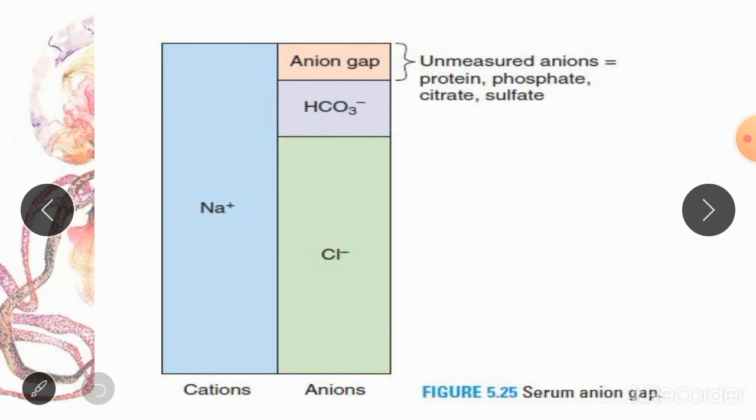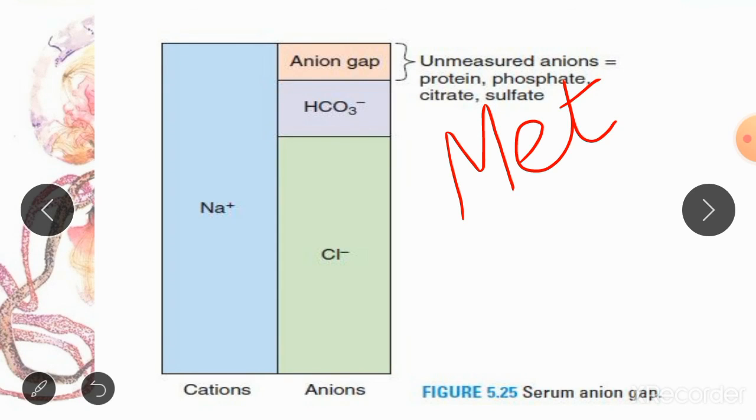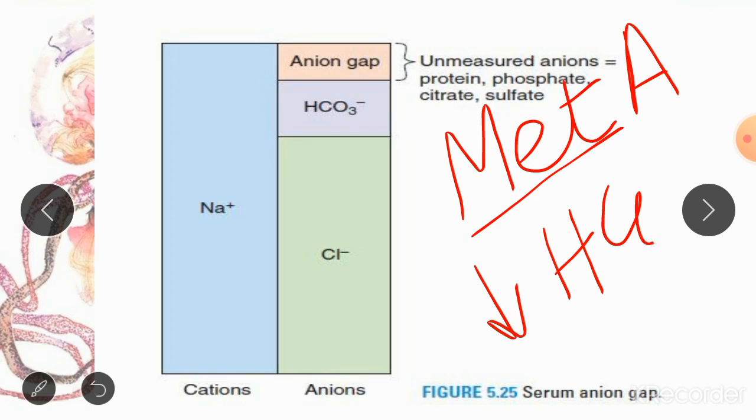So how does anion gap help us in measuring different types of acidosis? Remember that in metabolic acidosis there are two conditions which may occur. Either in metabolic acidosis there can be reduced bicarbs, or there can be increased hydrogen ions. Both of these conditions can lead to metabolic acidosis.